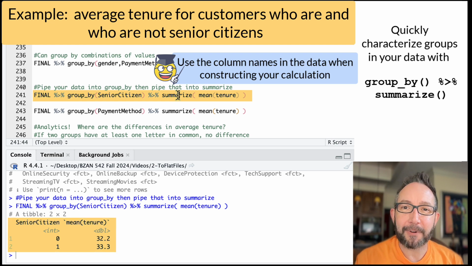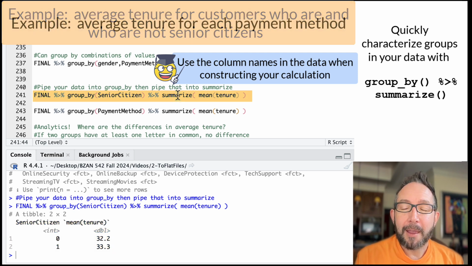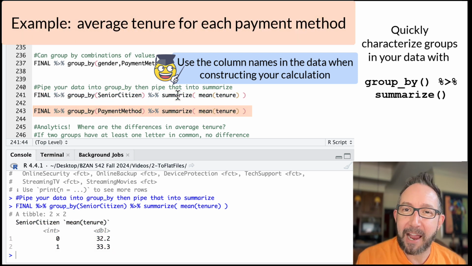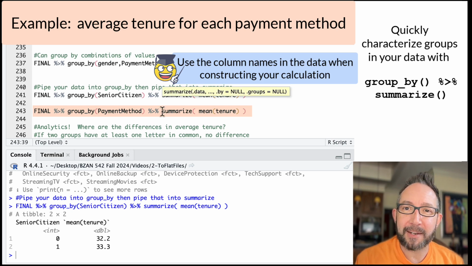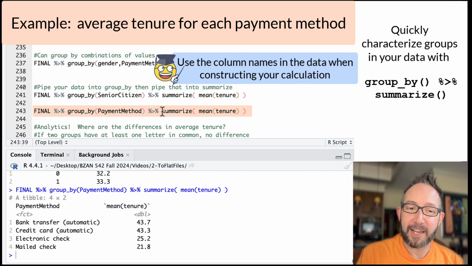I get a nice data frame that tells me here are the different values in my grouping variable, and here's the average tenure for each. So I could do the same thing for payment method. Maybe they have different average tenures across those 4 different payment methods. So we'll take final, pipe that into group by, put in payment method as the argument so that we set up those 4 groups internally, and then pipe that into summarize. So we'll summarize for each of those 4 groups the mean value of tenure.